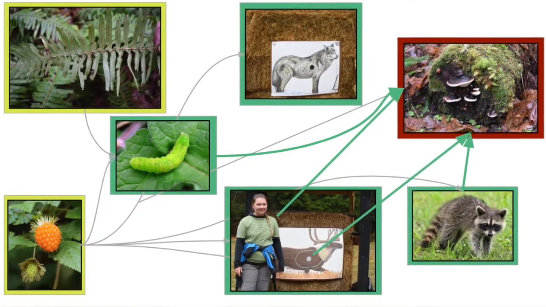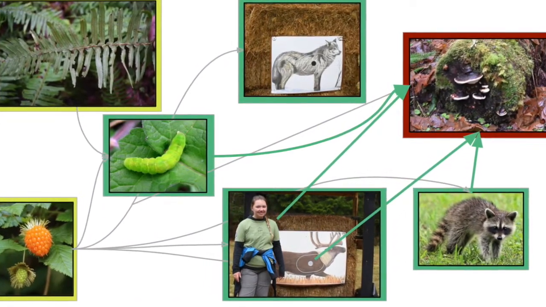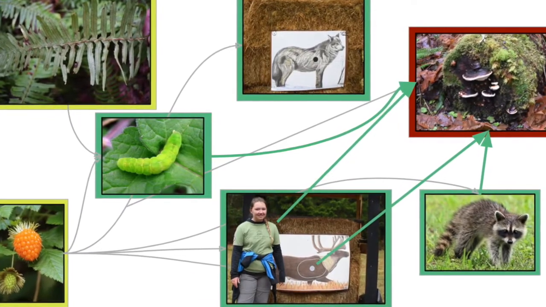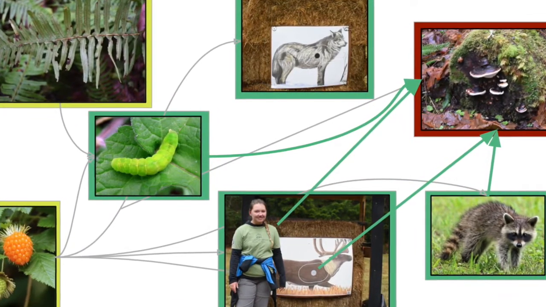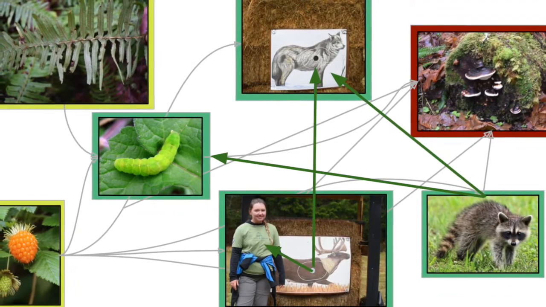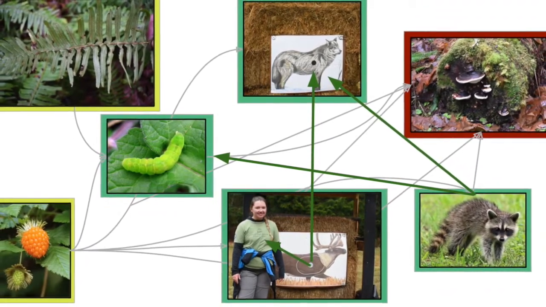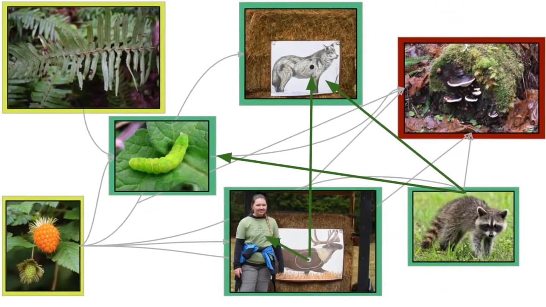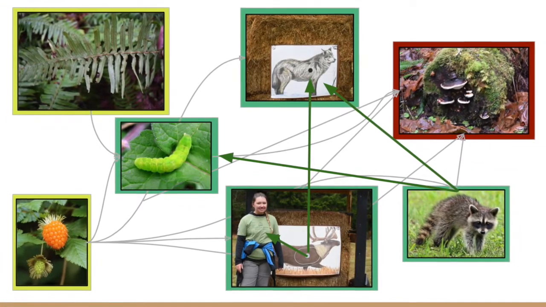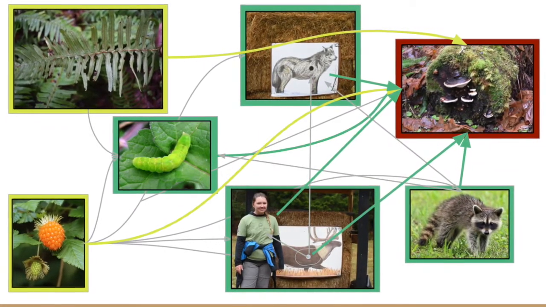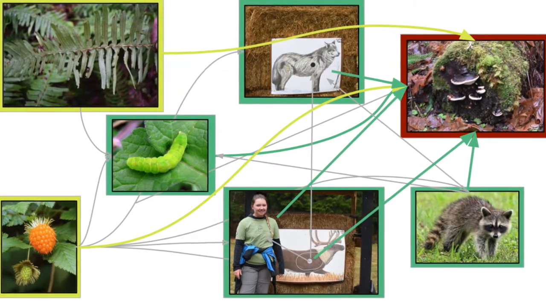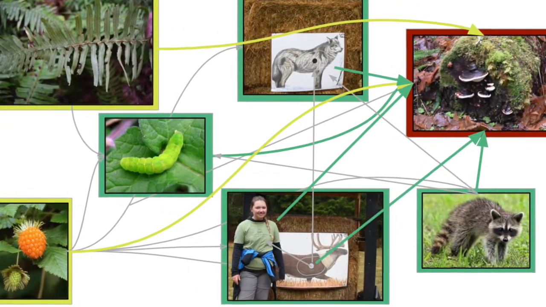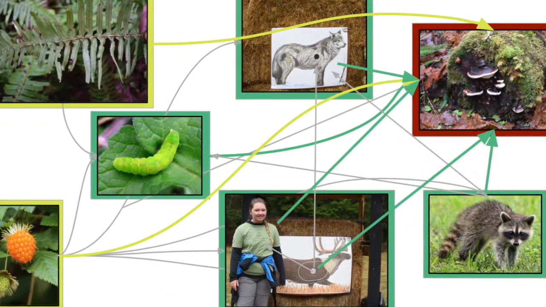From here, sometimes consumers just get eaten by decomposers, but other times they can get eaten by secondary consumers, like the elk getting eaten by me or the raccoon getting eaten by the wolf. Sometimes consumers don't get eaten by another consumer, they just go straight to being decomposed.